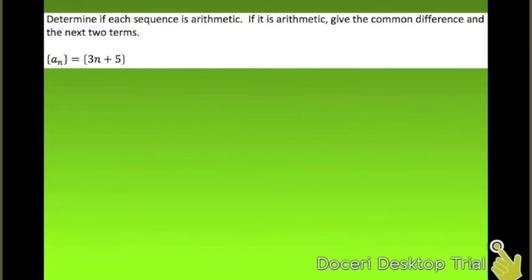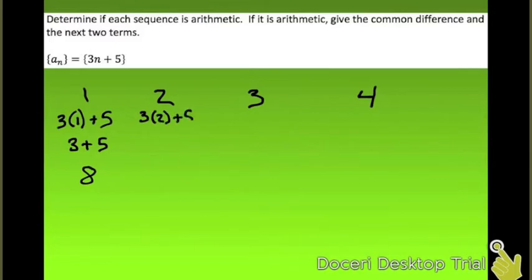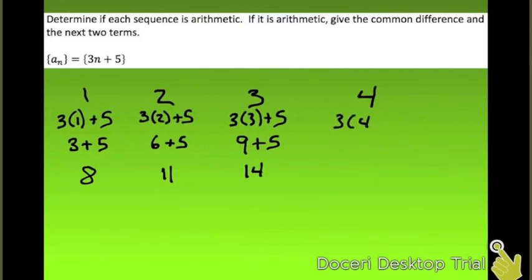So to do that, we're going to have to find a couple of the terms first. So we're going to go 1, 2, 3, 4. That should be plenty. So term 1, that's going to be 3 times 1 plus 5. That's 3 plus 5, which is 8. Term 2 is going to be 3 times 2 plus 5. That's 6 plus 5, which is 11. Then we're going to have 3 times 3 plus 5, which is 9 plus 5, which is 14. And then we're going to have 3 times 4 plus 5, which is 12 plus 5, which is 17.